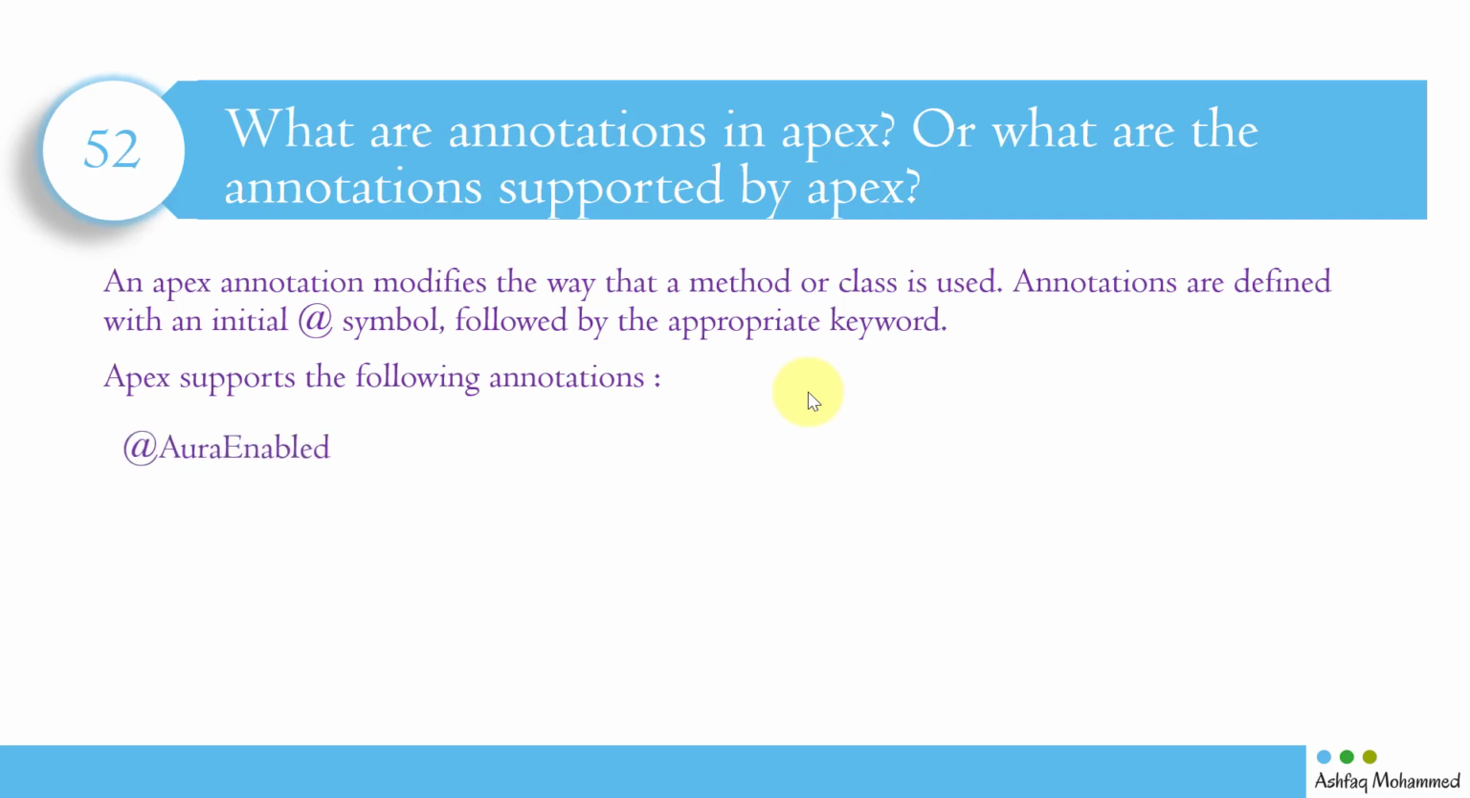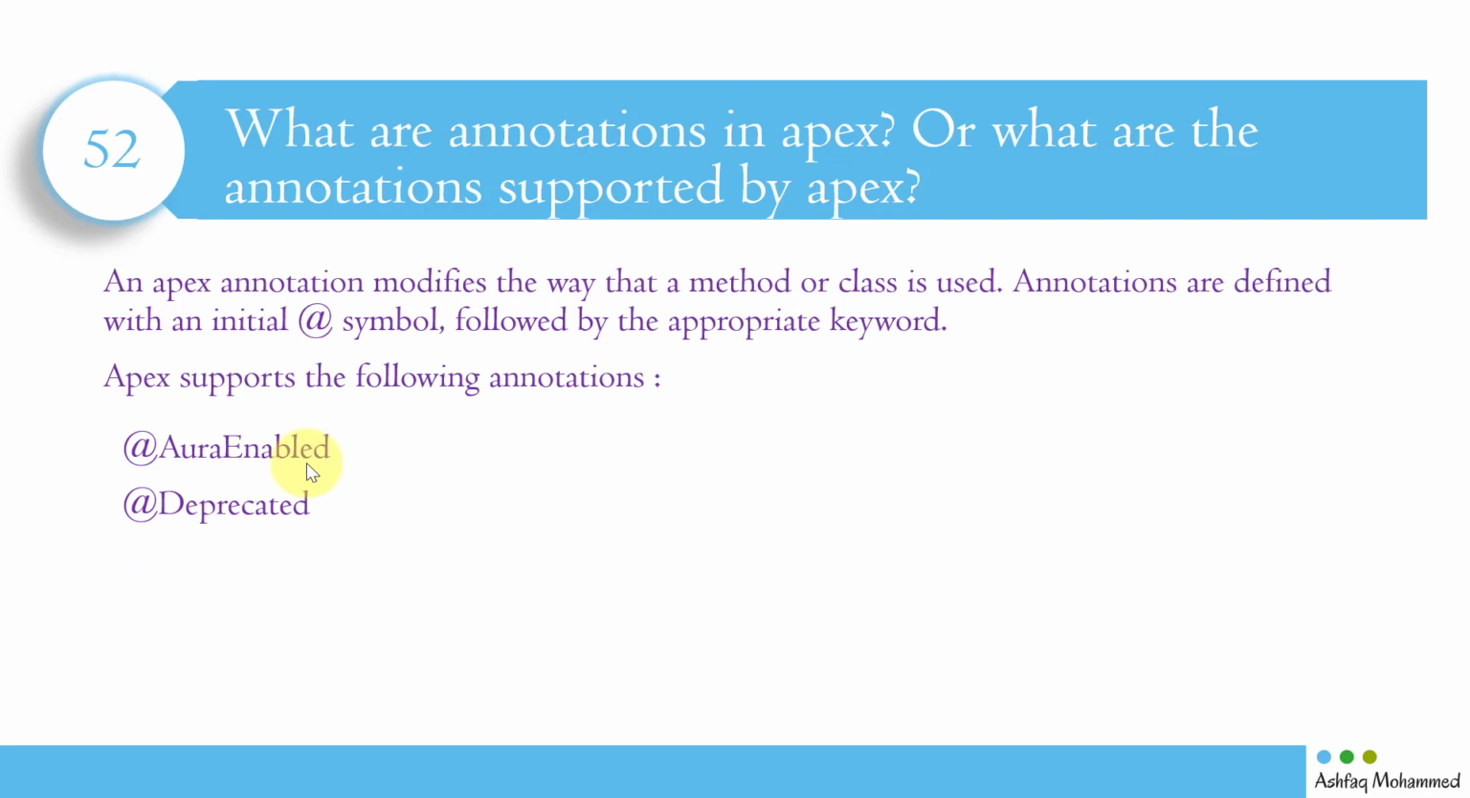The first one is AuraEnabled. For example, if you want to call a method from Aura components, then the method should have the AuraEnabled annotation. If you don't write AuraEnabled on top of the method, you will not be able to use it in the component. So similarly, we have Deprecated.